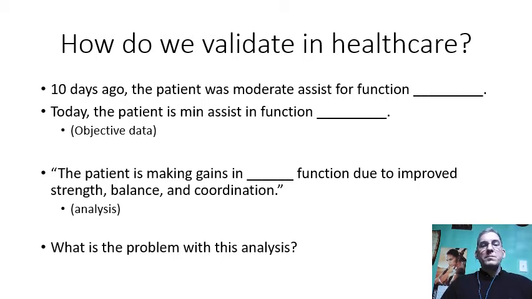Did you see the problem? The problem is that we cannot validate this particular statement, that the improved function comes about because of the strength, balance, and coordination, because there are no measurements. Your objective measurements are what validate your analysis statements.